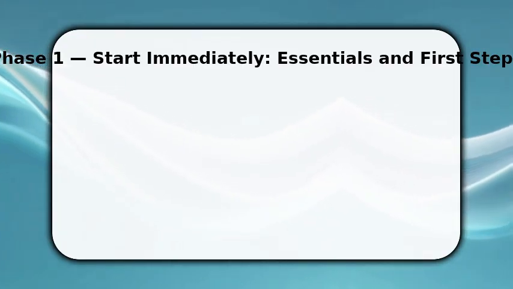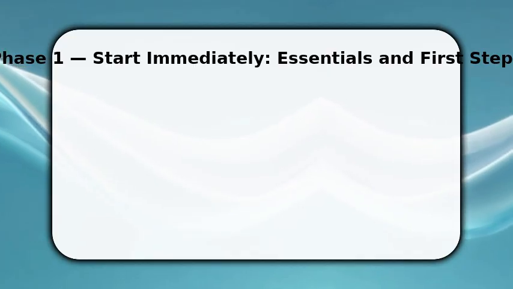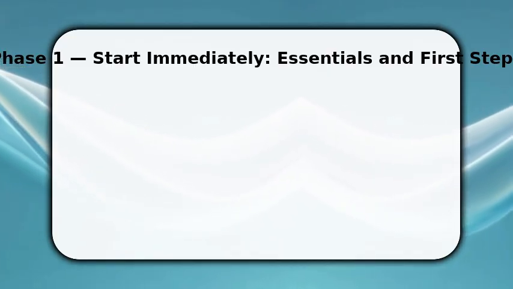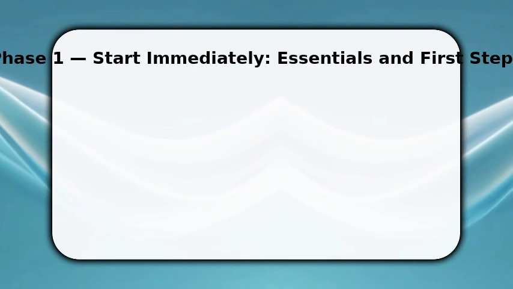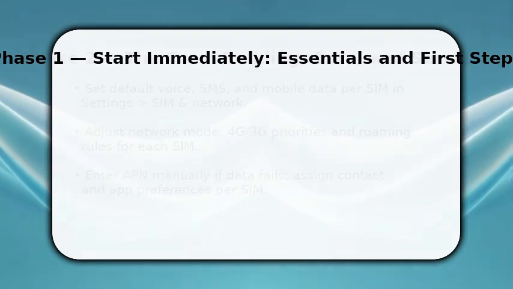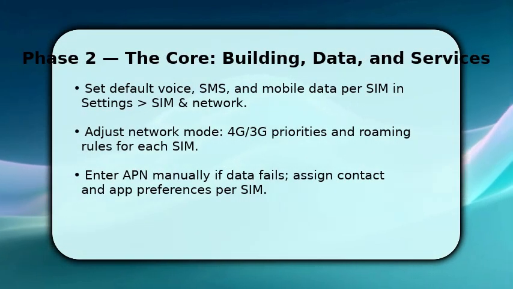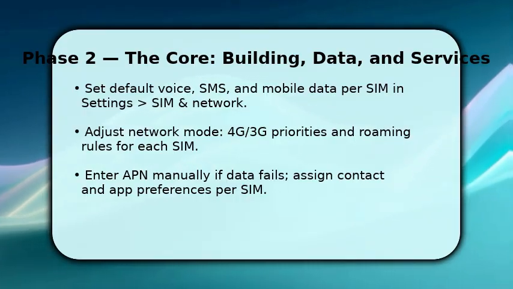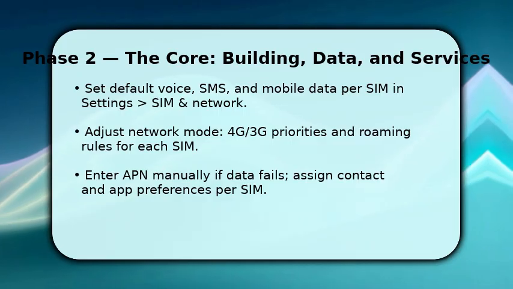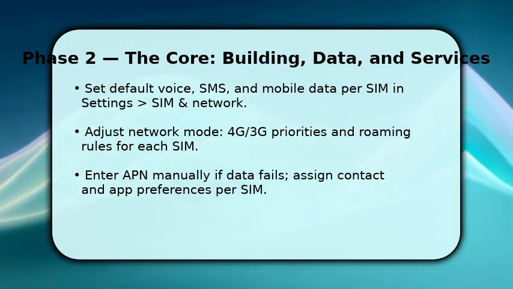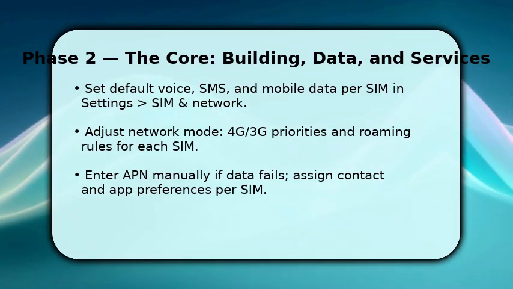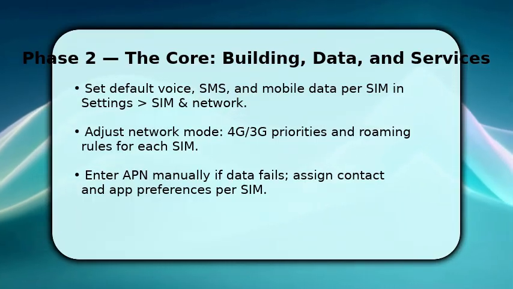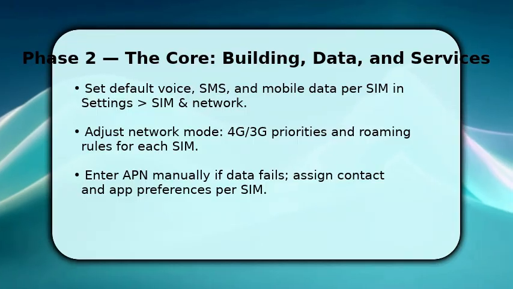Insert physical SIMs into correct trays now, then boot the phone so you can follow on-screen eSIM activation steps without interruptions. You will now assign roles. Open Settings, go to SIM and Network, and set which SIM handles voice, SMS, and mobile data. Because 2 services can conflict, prioritize the one with better data for internet use and the other for calls. This reduces dropped data sessions.